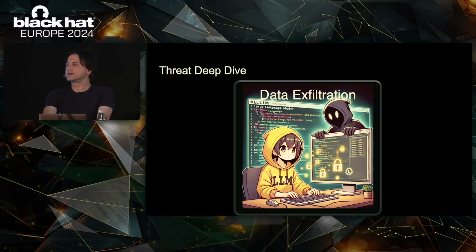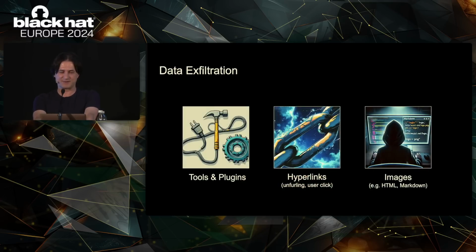The next scenario is data exfiltration. This is going to be a longer chapter now, but I think it's going to be very interesting. Data exfiltration can happen with multiple different means, right? We saw tools and plugins. Of course, if you have a tool that is giving you access to data, or it changes permissions on items, right? That's how data exfiltration can happen.